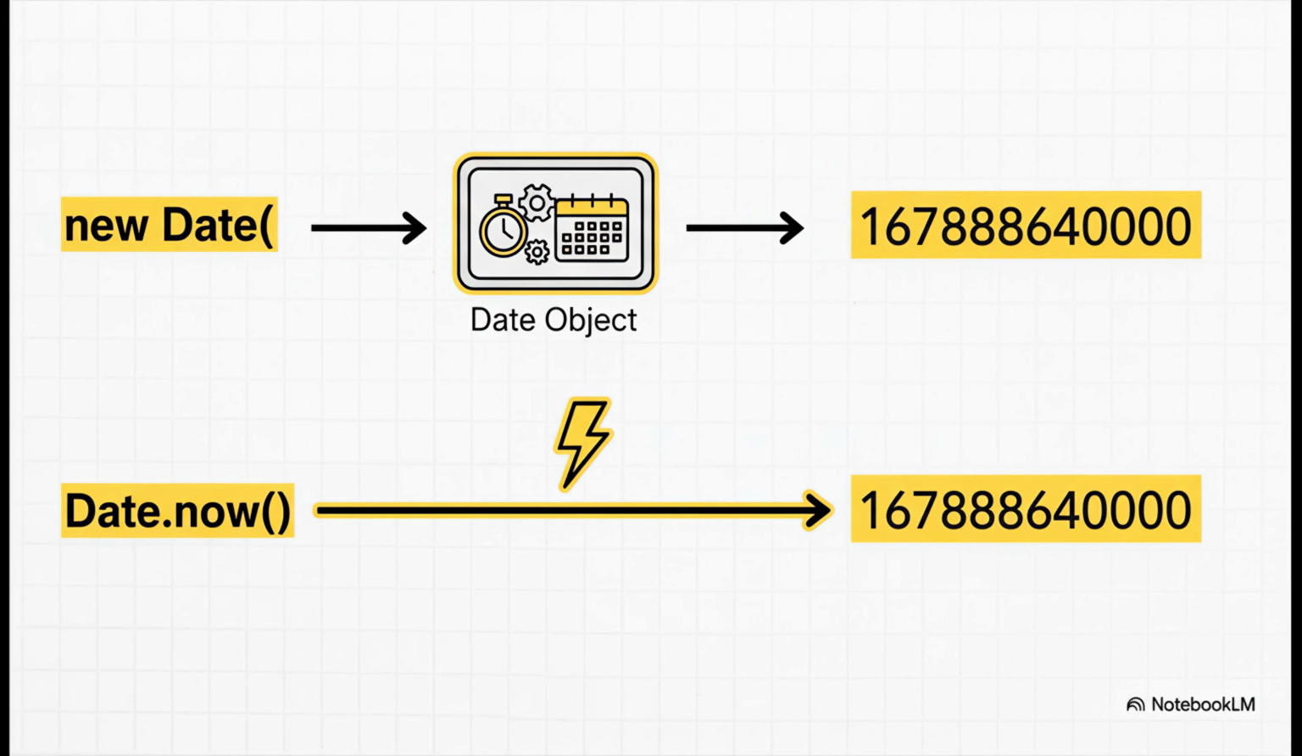But if you're really chasing performance, there's an even better way. The method Date.now gives you the current timestamp directly as a number. It's way faster than doing new Date because it skips the whole step of building a new object. It just gives you the number.